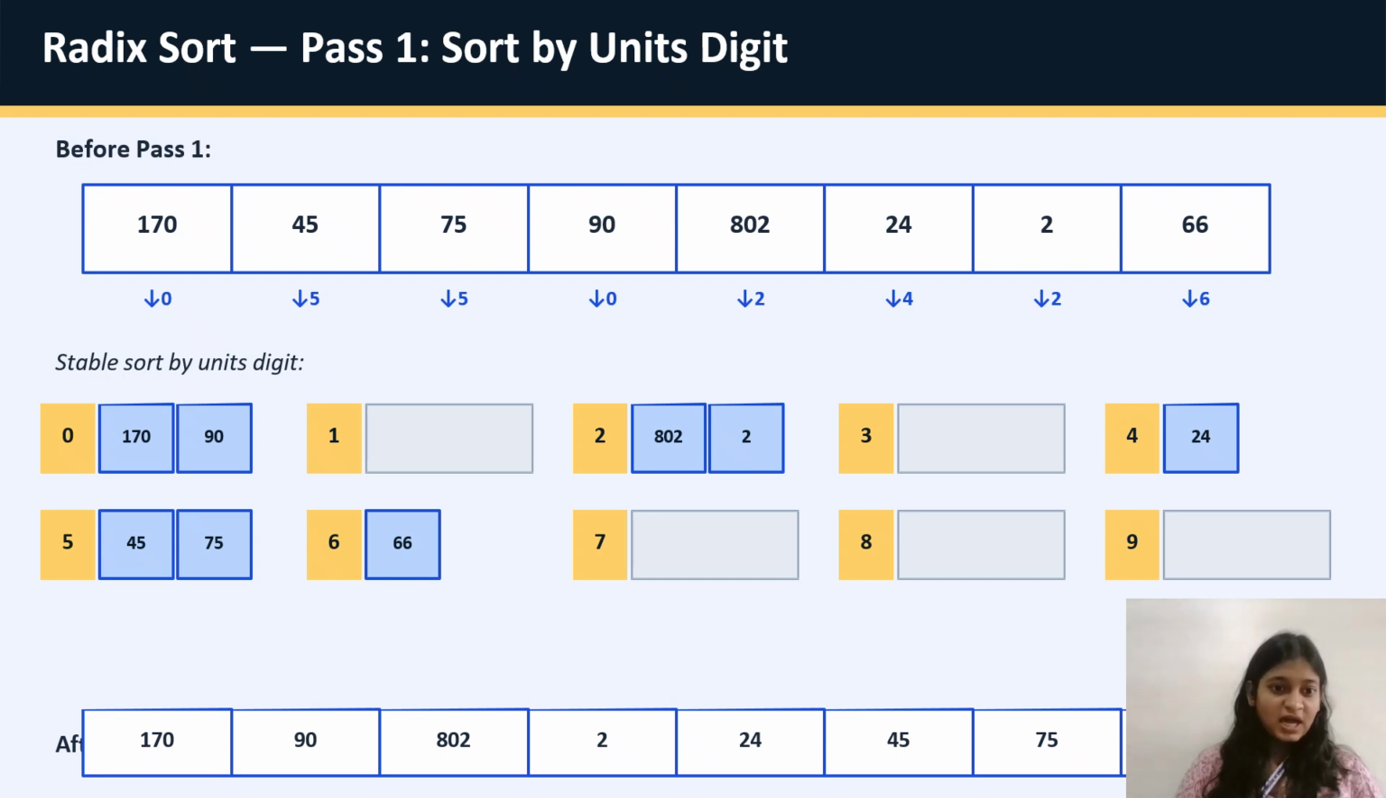In pass 1, we have to sort the input array by units digit. In the 0th index, we are assigning 170 and 90. In the second index, we are assigning 802 and 2. In the fourth index, we are assigning 24. In the fifth index, we are assigning 45 and 75. And in the sixth index, we are assigning 66. And indices 1, 7, 8, 9, and 3, we are keeping empty.